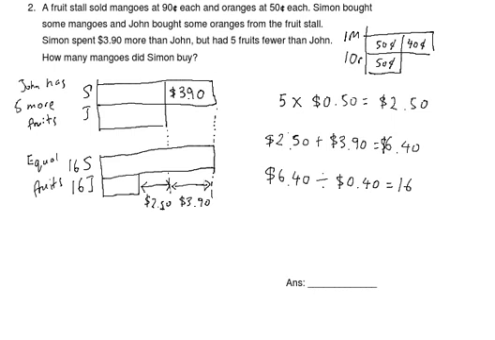So I have 16 mangoes here. I have 16 oranges here. How many mangoes did Simon buy? We know Simon is 16, right? But if I want to know the number of oranges that John bought, how many is that? How do you get 21? 16 plus 5 equals 21. Okay, so the answer here is 16.